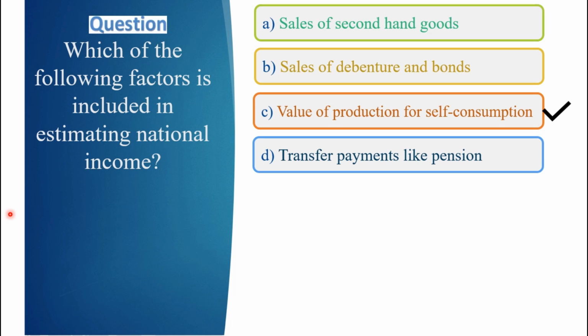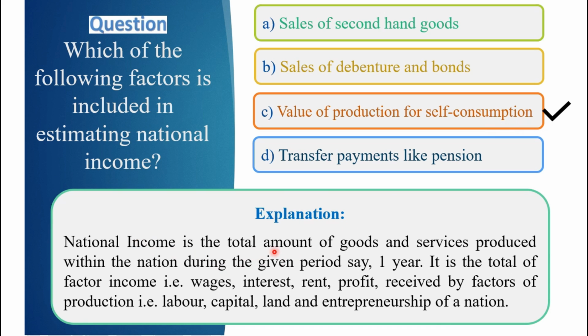And the correct answer for this question is option number C, value of production for self-consumption. Because national income is the total amount of goods and services produced within the nation during the given period, say 1 year. It is the total of factor income, that is wages, interest, rent, profit received by factors of production, that is land, labor, capital, entrepreneurship of a nation. This is very important. It is also a kind of definition of national income. It means value of production for self consumption.